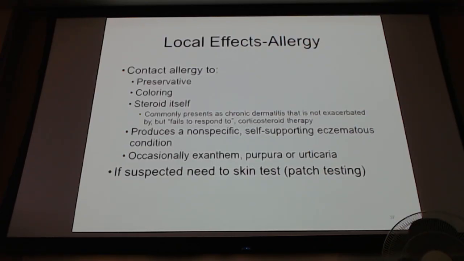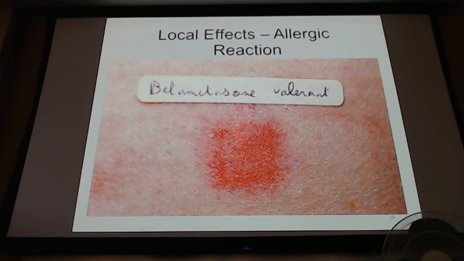Non-specific self-supporting eczematous condition, so that eczema, xanthan, purpura, urticaria, so it itches. Again, patch testing as is seen there. So they put those things on all of your back, and each one is a specific location to a type of an allergy.